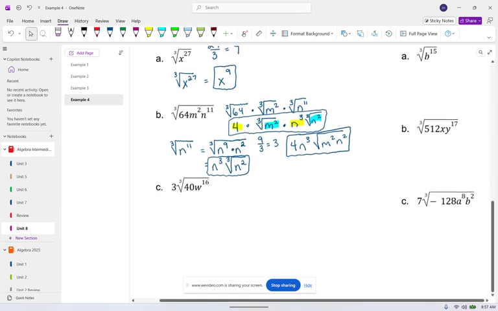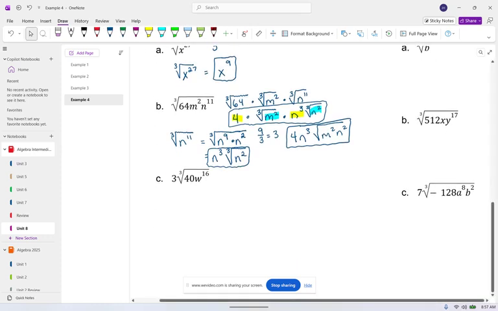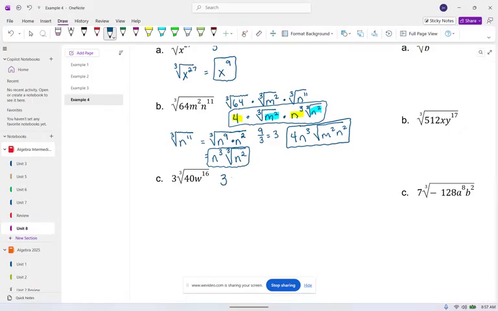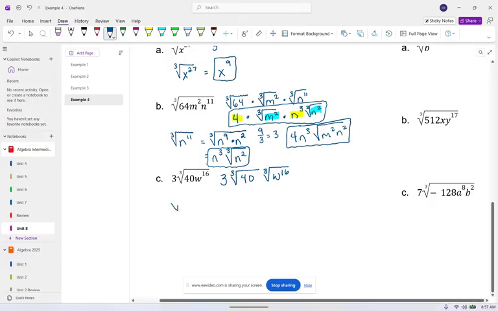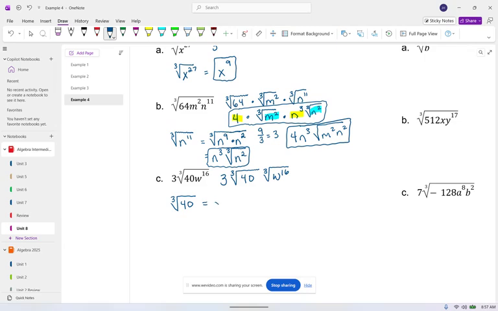We'll look at part C here, and then we'll be done with this video. So we have 3 cube root, and we're going to separate the numbers from the variables. So 3 cube root of 40 times the cube root of w to the 16th. 40 is not a perfect cube, so we're going to divide it into its perfect cube factor.